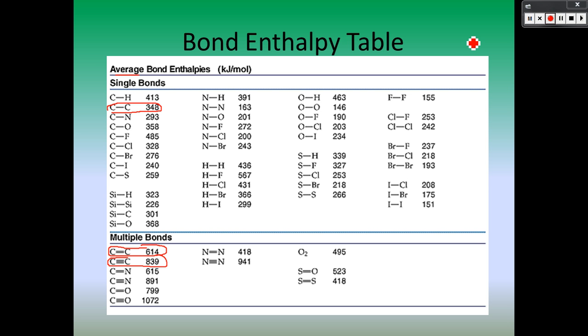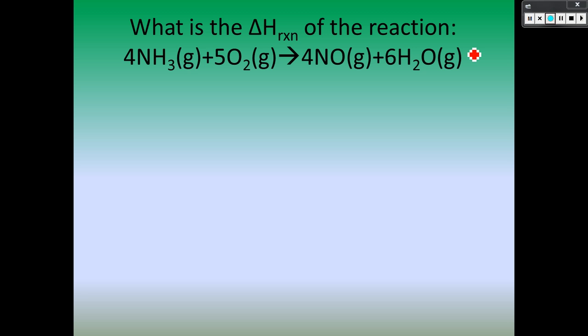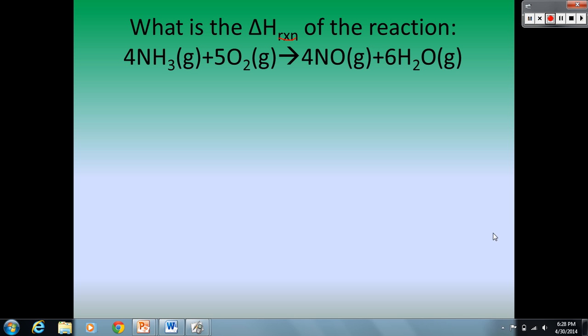All right, so now let's look at an example. What is the delta H of the reaction? We changed that before; it was kind of redundant. So, for 4NH3 gas plus 5O2 gas yields 4NO gas plus 6H2O gas. This is the exact same reaction we had before.